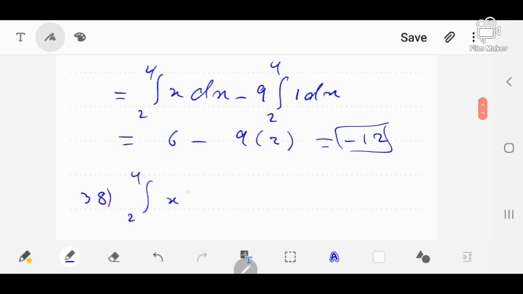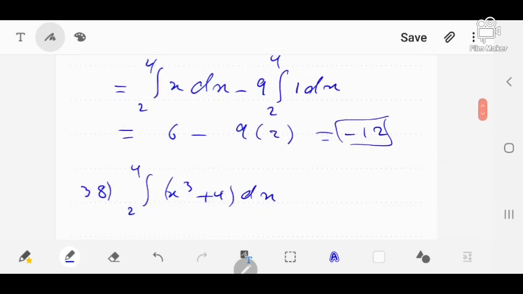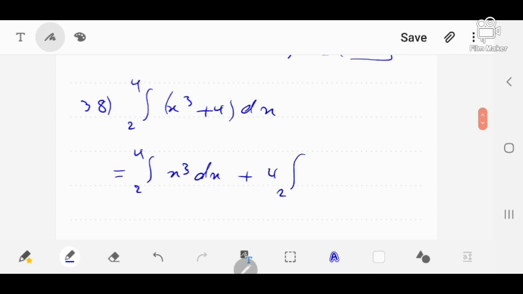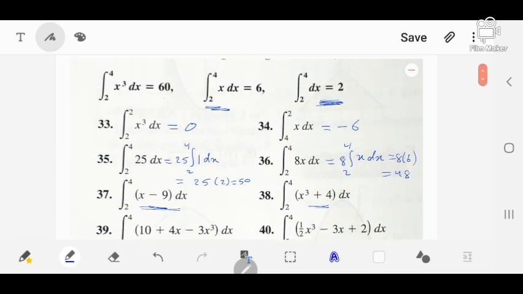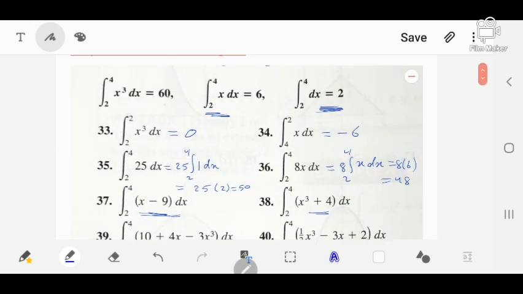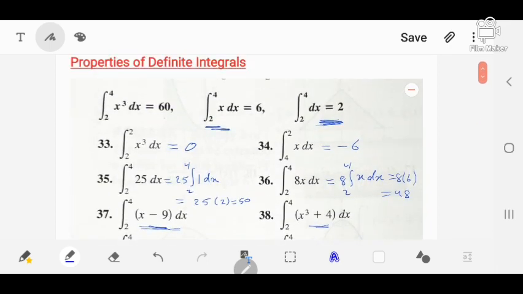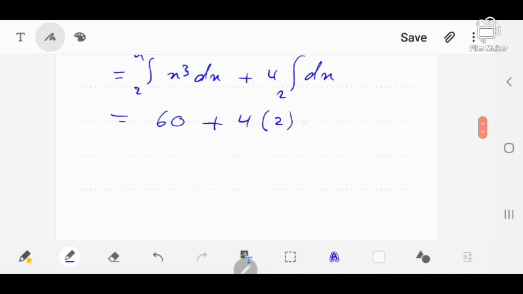Next one says integration from 2 to 4 of x cubed plus 4 dx. Is that correct? Yes. Okay. So same idea. 2 to 4 of x cubed dx plus 4 times integration of 2 to 4 of 1 dx. X cubed is 60. Yes, it's 60 here. So this will be 60 plus 4 times integration of dx, which is 2. So this is equal to 68.